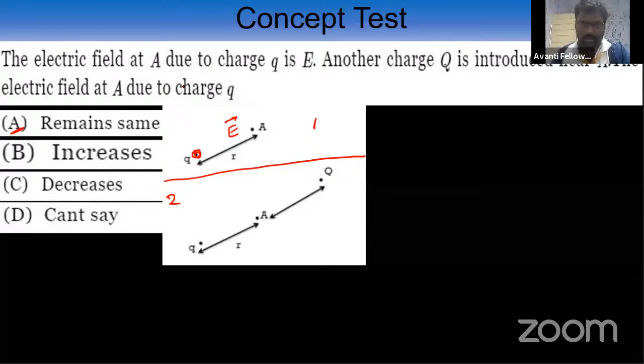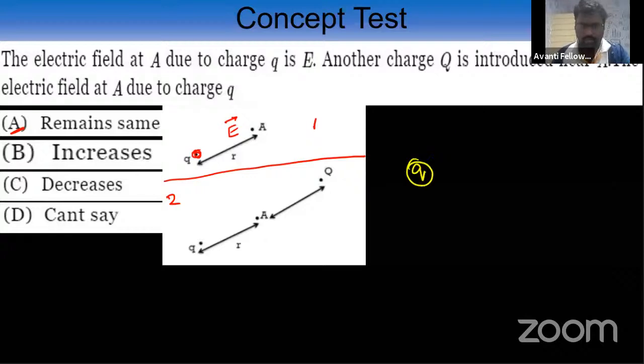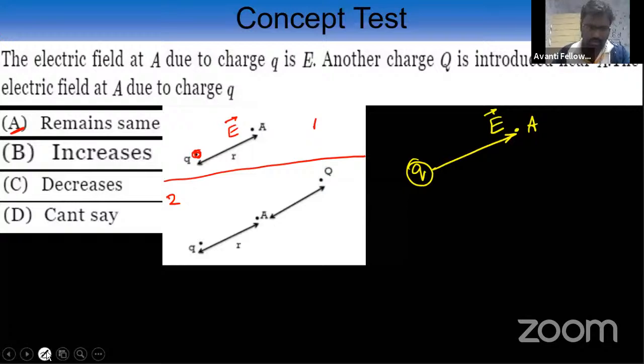I think we had discussed a similar question some time ago. The example goes like this. I have a charge Q, and because of charge Q at point A, I have electric field E. Now I introduce a new charge, small q, which is nearer to A. Does the electric field due to small q change, guys?